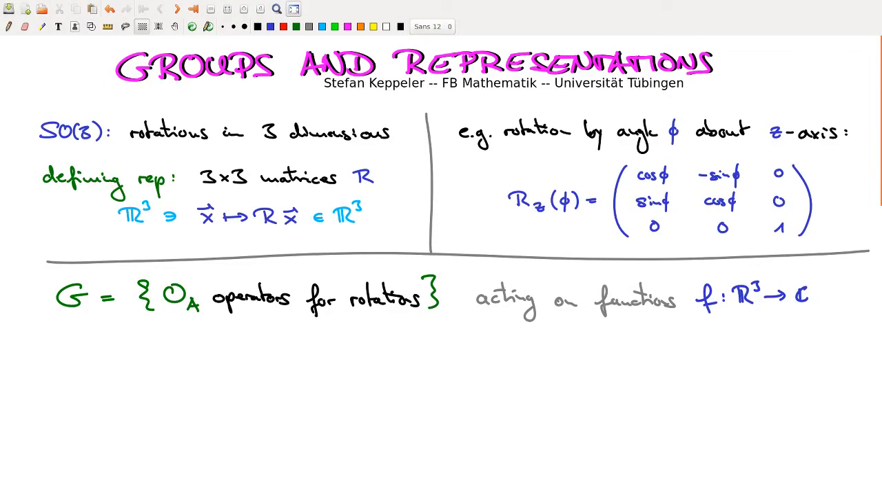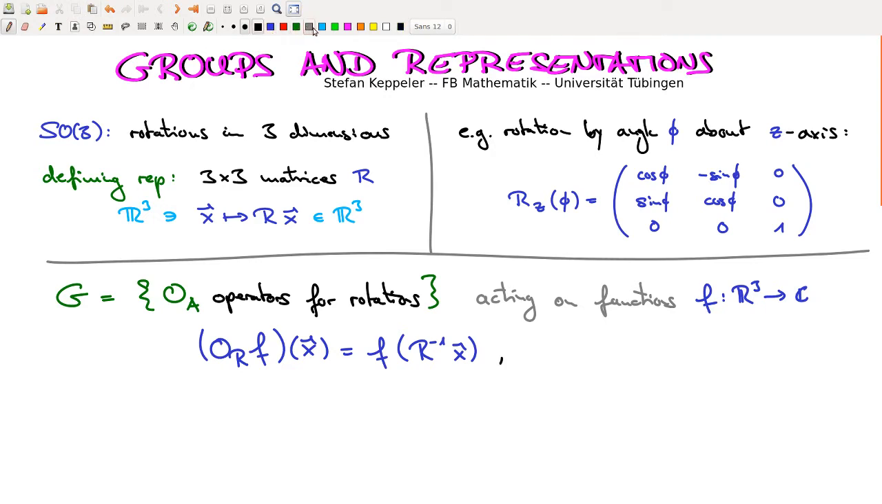Let's look at what we call the OA operators here for rotations. And with these we can act on functions from R3 to, say, complex numbers. So how did we define these OA operators? Let's say OR, if R is a rotation matrix, acting on some function f, evaluated at x, that's just f evaluated at R inverse times x.